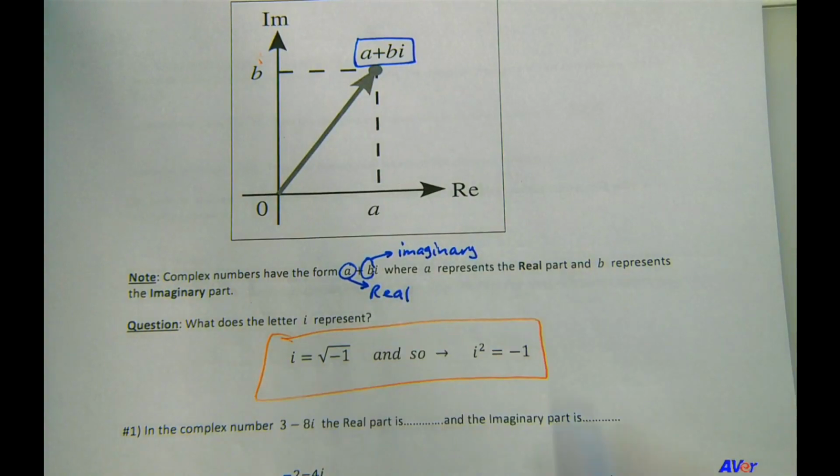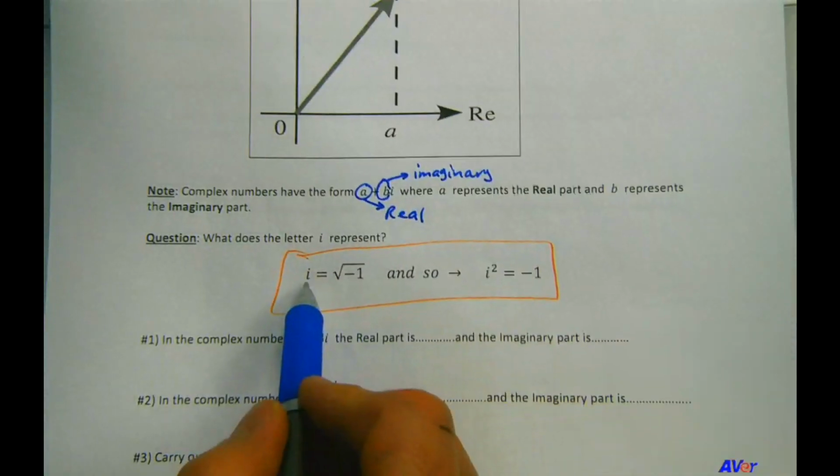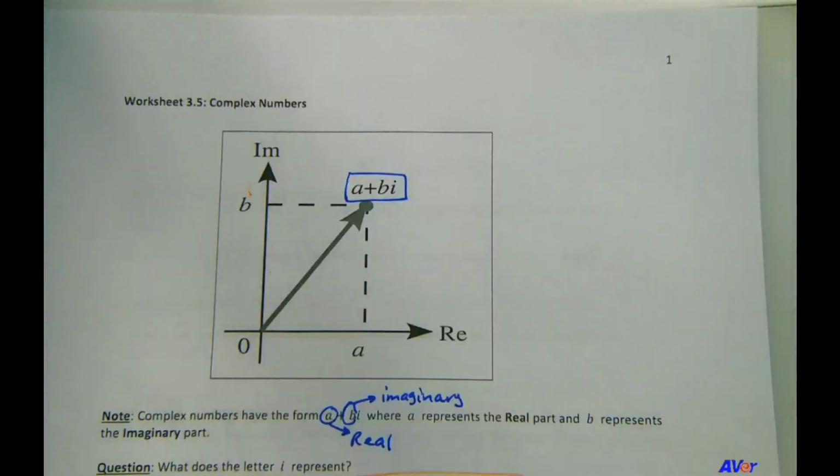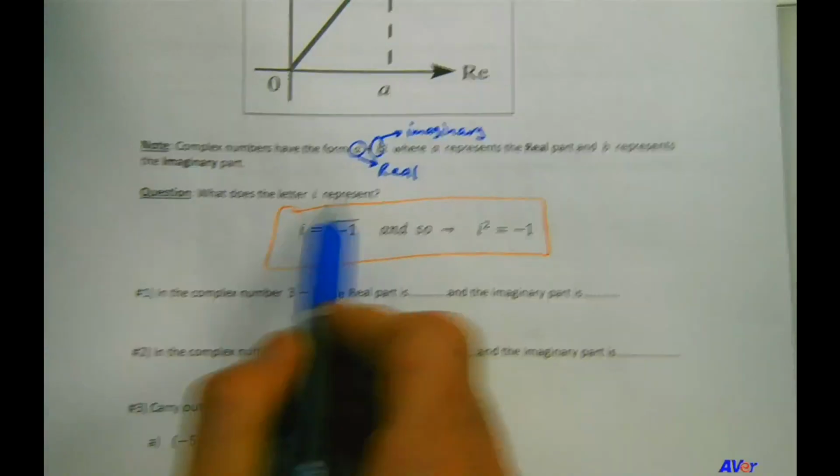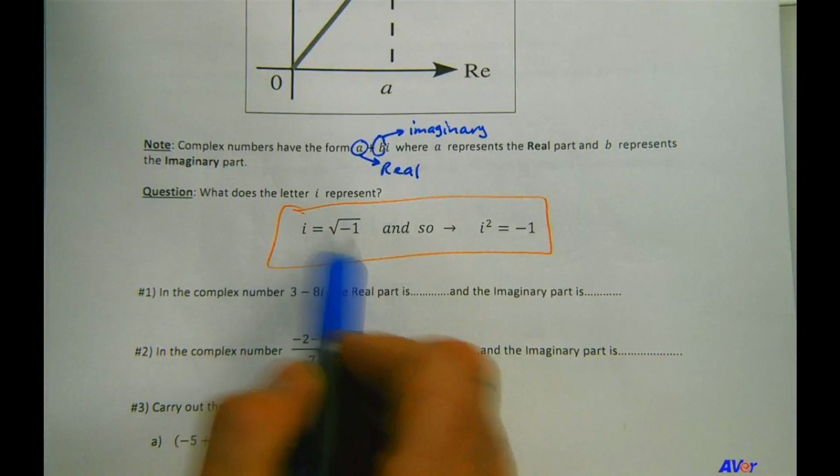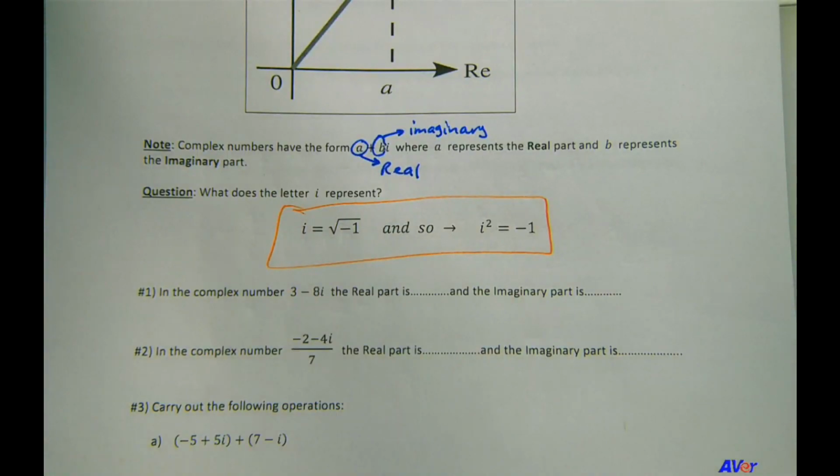Before we get to the examples, let's talk about the letter I that you saw up here. What does the letter I represent? The I is equal to the square root of -1. How is that possible? Well, this is possible because of an agreement between all the mathematicians. It's a definition thing.